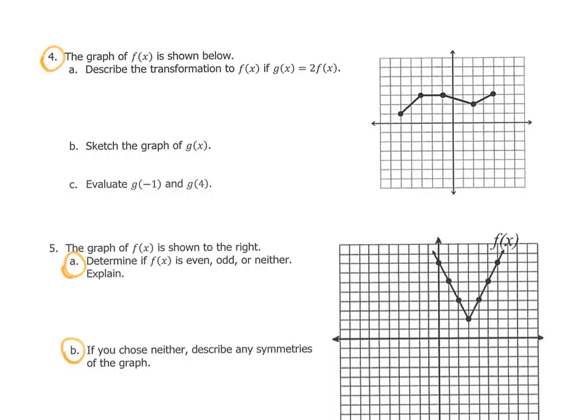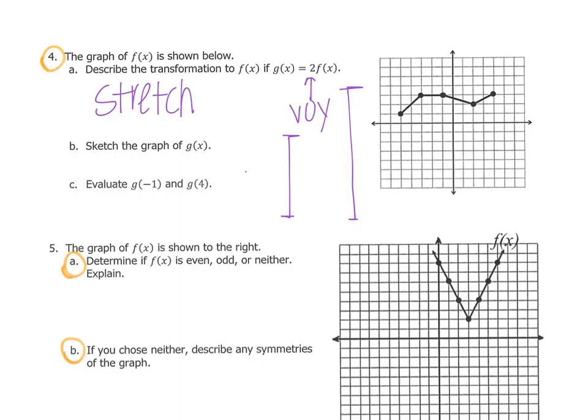Number 4, another description, graph, and evaluate question. It says describe the transformation to f of x if g of x is equal to 2 times f of x. 2 times the function. That's void, because it's outside. And if we're taking and multiplying by 2, think of your body height getting multiplied by 2. You get stretched. Okay, so this is a stretch by a factor of 2.